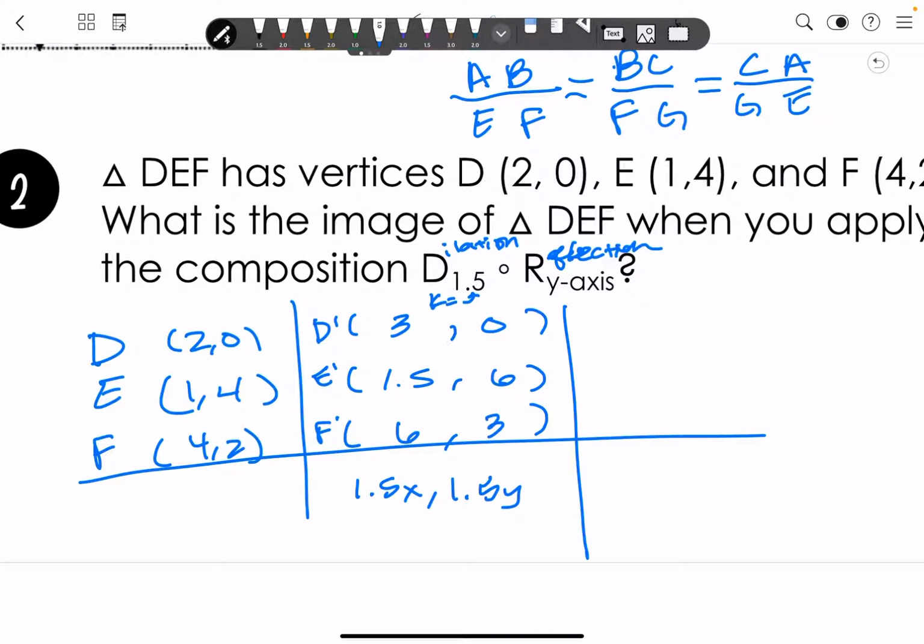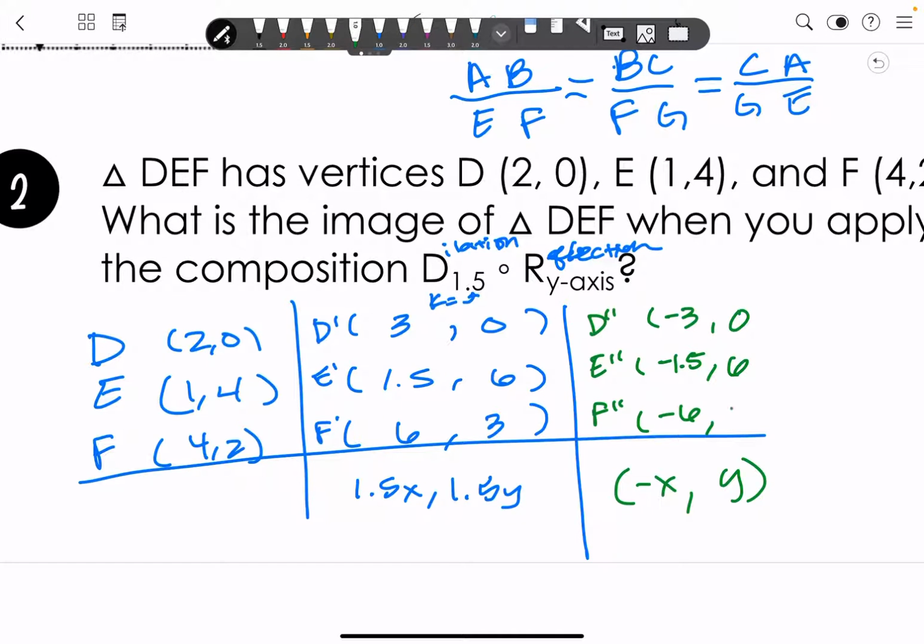And then finally, we're going to get D double prime, E double prime, and F double prime by reflecting it over the y-axis. If you're reflecting it over the y-axis, then your y value is going to stay the same, but your x value is going to flip signs. So it's going to become -3, -1.5, -6, but your y values are going to stay the same. That's it.